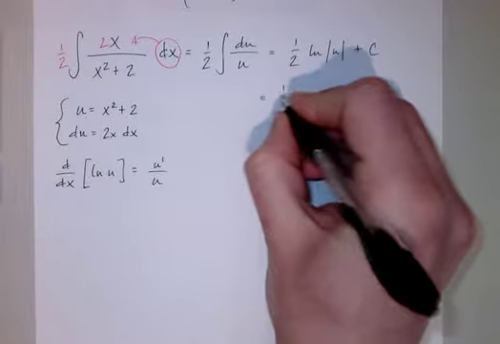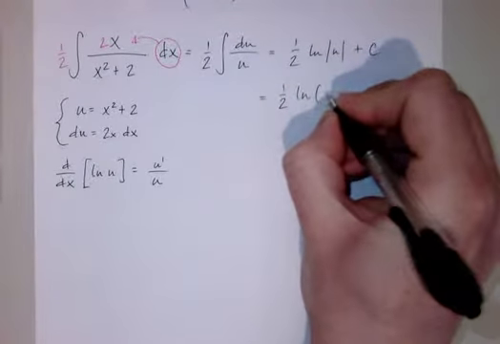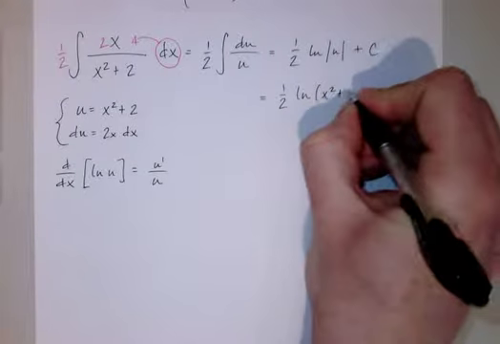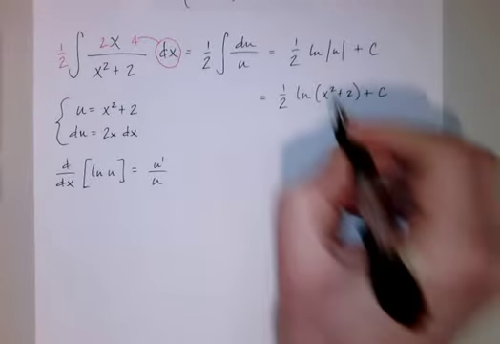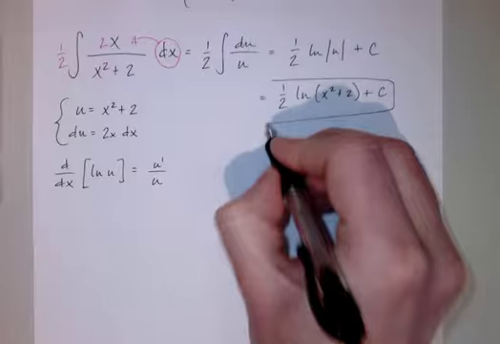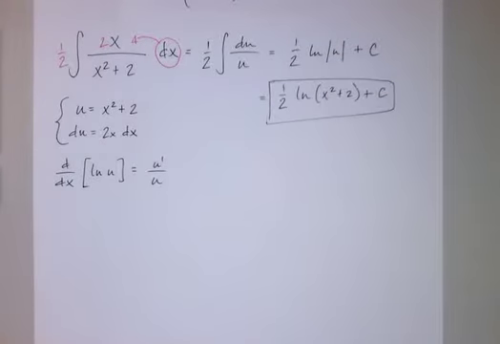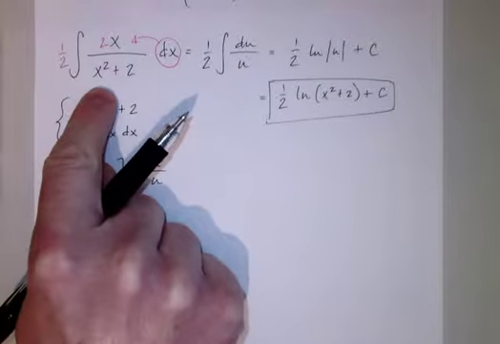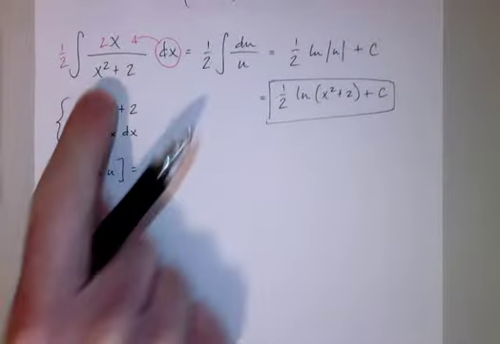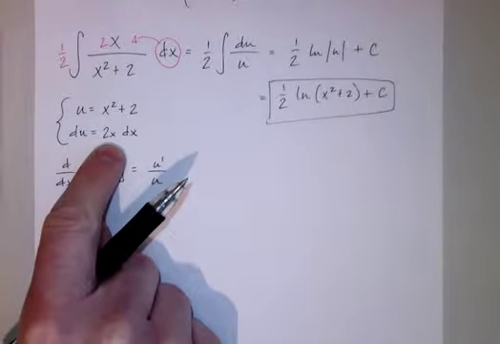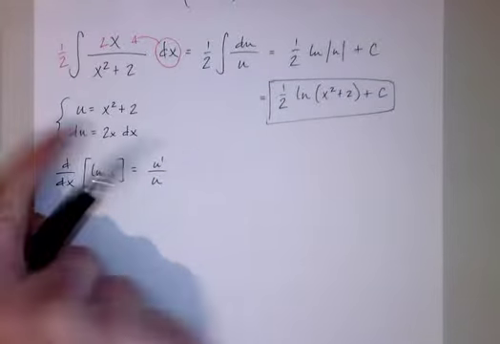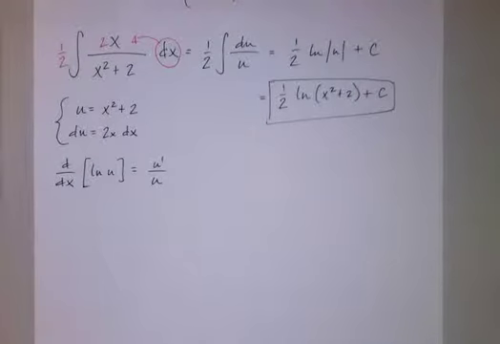But of course, once I resubstitute, I recognize the fact that I don't need those absolute value bars because x squared plus 2 is an expression that will never be 0 or negative. It's always going to be positive. And therefore, I have successfully identified that rational integrand as the derivative of a natural log function, and therefore I was capable of undoing it.